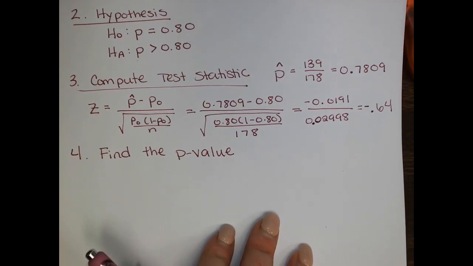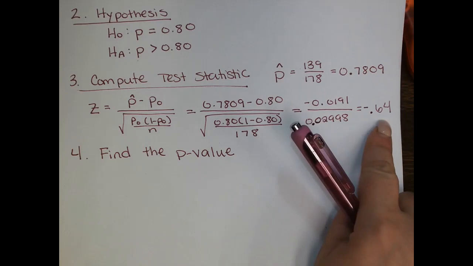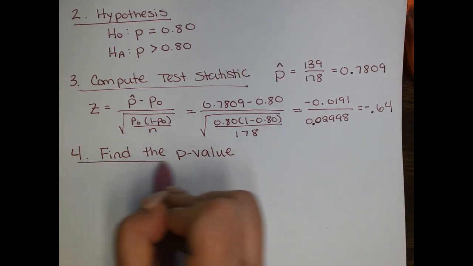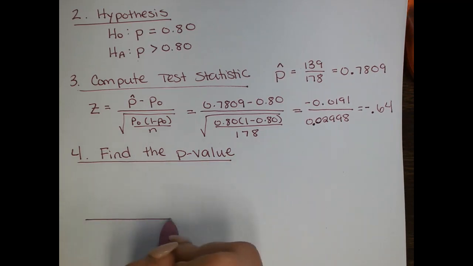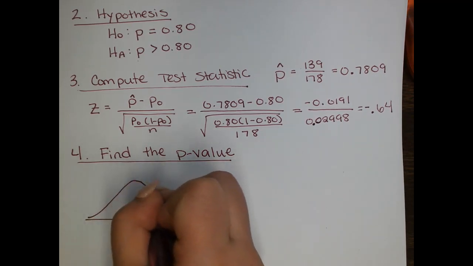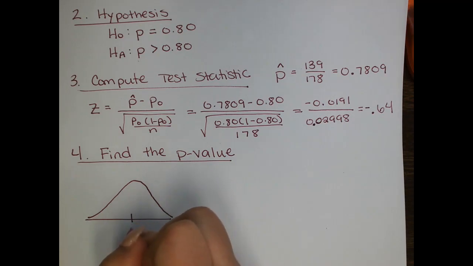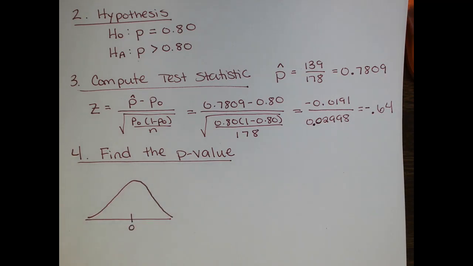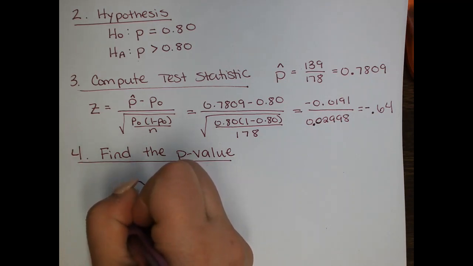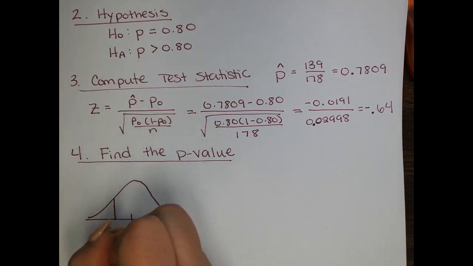Now, to find our p-value, what we're going to do is compare the value of our test statistic to a standard normal distribution. So to help me out, the first thing I'm going to do is just draw a standard normal distribution. Recall that standard normal distributions are centered at 0. So the next thing I'm going to do is write down where my test statistic is.